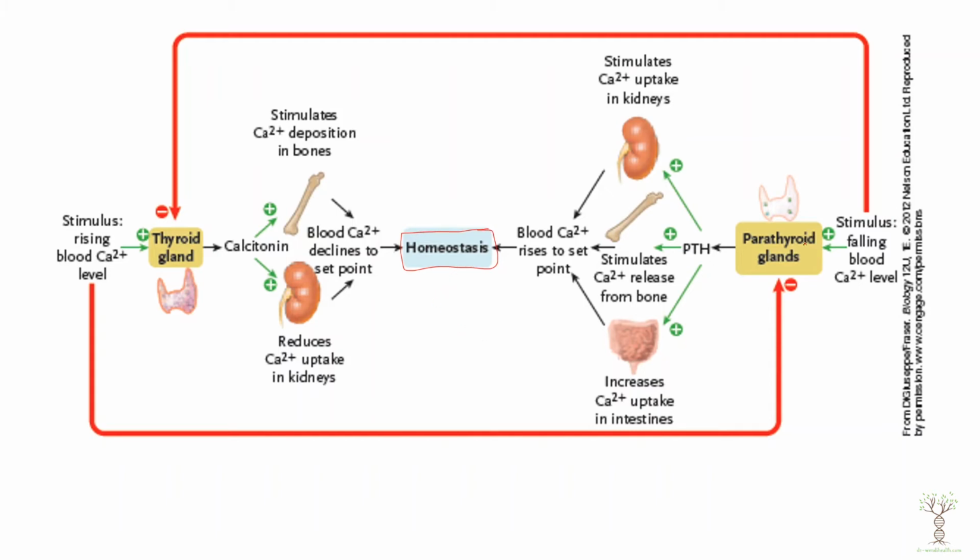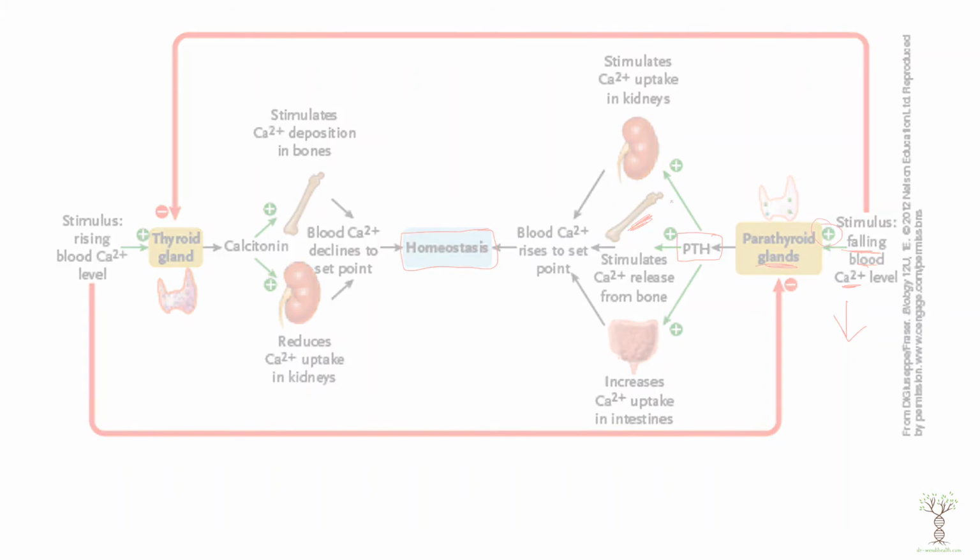Let's suppose our blood calcium levels are decreasing. That is going to stimulate the parathyroid gland. The parathyroid gland will make parathyroid hormone. Now, it is going to increase blood calcium levels, but how does it do it? It basically has 3 targets. So, number 1, it is going to target the bones because the bones are a great reservoir of calcium.